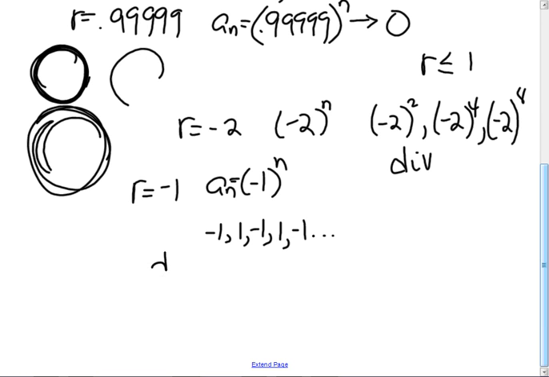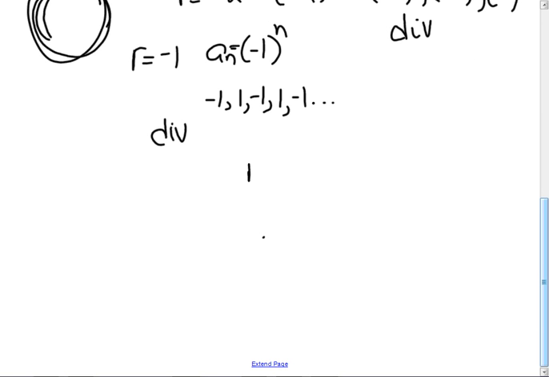So this diverges. So the answer is r is going to be between 1 and negative 1, but we're going to include 1. Later on, 1's not going to work.